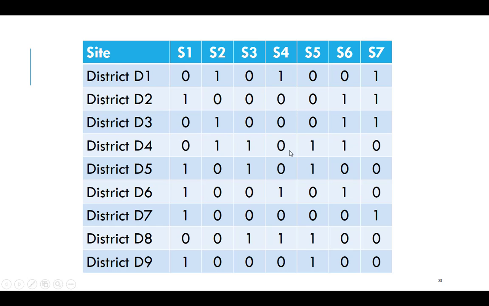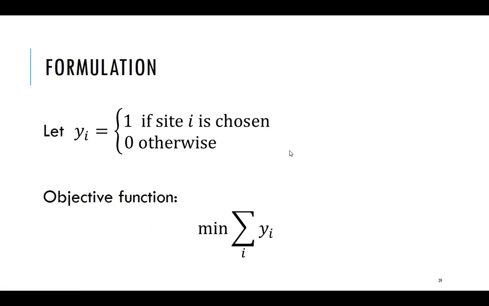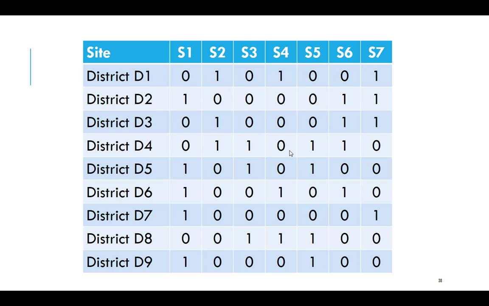Right? So to formulate this problem, we're going to say let y sub i equal 1 if site i is chosen, 0 otherwise. The objective function then is to minimize the sum of the y's, so minimize the total number of sites that we pick. The constraints then will have 9 constraints, and they will look very similar to this: district 1, district 2. So I want to make sure that I cover district 1, I cover district 2.